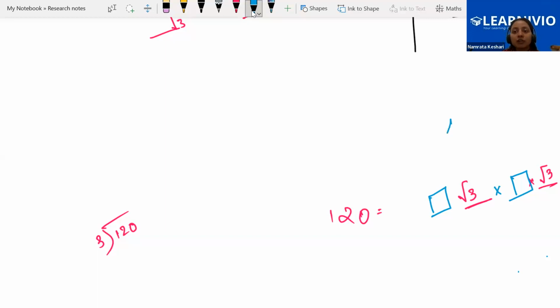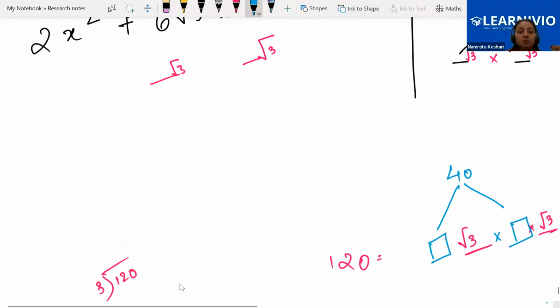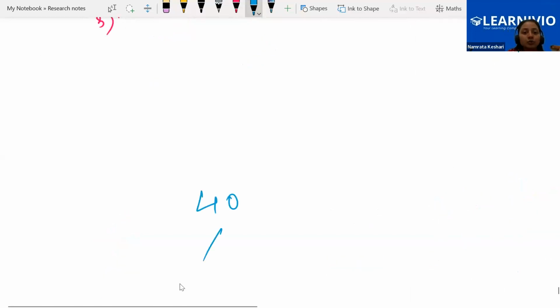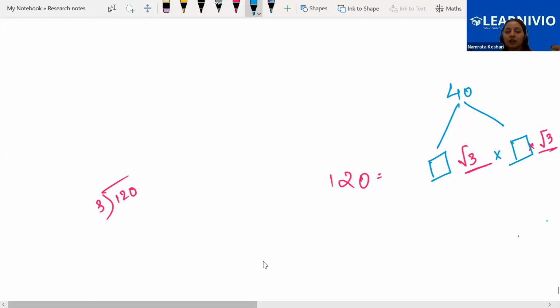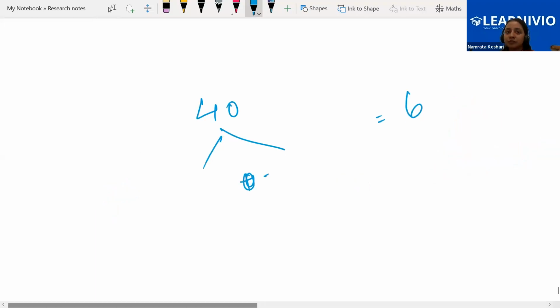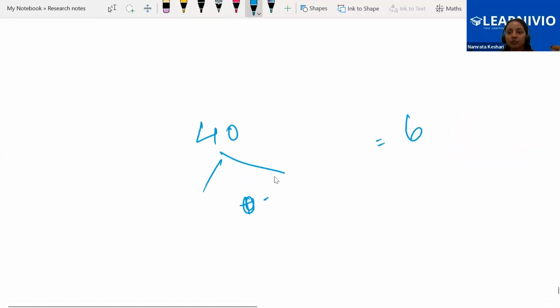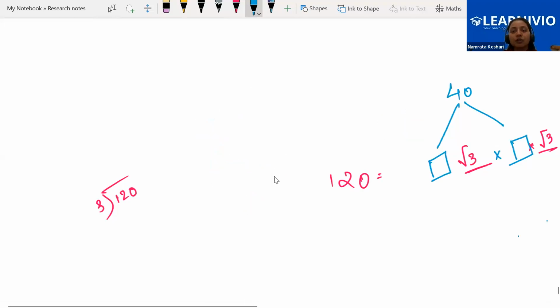Now in these two brackets, what must we write? By splitting 40, we must write two numbers in these two boxes, so that these two numbers added together or maybe subtracted together will generate 6. Which two numbers? 10 and 4. If we take 10 over here and 4 over here, then 10 root 3 minus 4 root 3 will create 6 root 3.